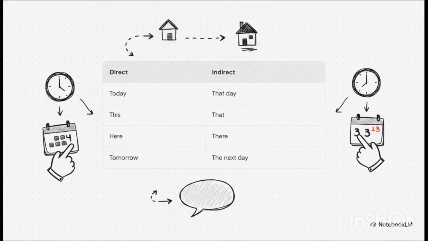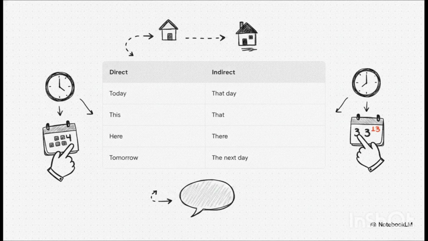But right alongside tenses, we also have to transform specific time and place words. I mean, think about it. If your friend says, "I am leaving today," and you report that to someone else 3 days later, saying today would be incredibly confusing.